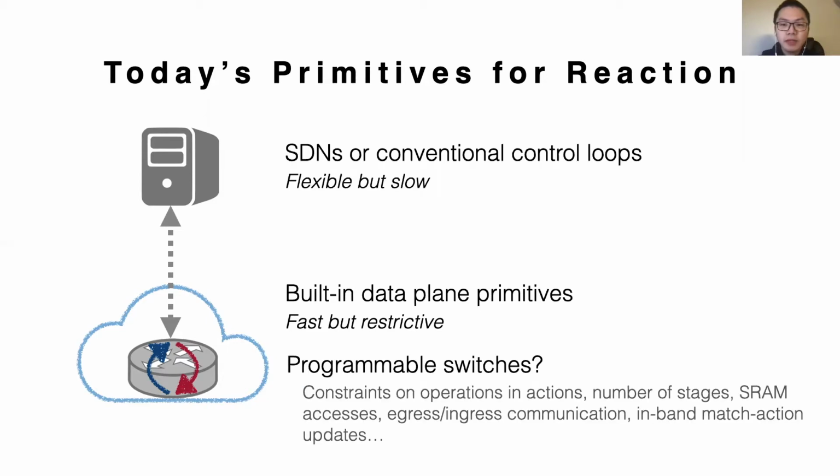Now, you might think programmable switches don't fit into this category because they are reconfigurable. Yet unfortunately, there's still a well-known set of limitations. For example, these constraints include limited operations and branching allowed in actions, disconnect of the egress-ingress pipeline, inability to manipulate match action table entries from the data plane, and so on.